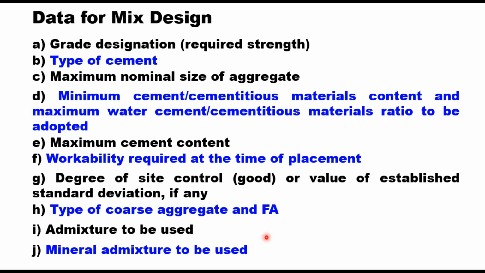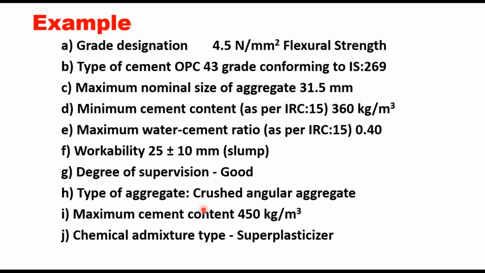Now to explain the procedure of design, I'll take one example to solve here. An example is like this. Let us say we have to design a concrete mix for a flexural strength of 4.5 Newton per millimeter square. Type of cement is OPC 43 grade, maximum nominal size of aggregate 31.5 millimeter, and minimum cement content as per IRC 15 is 360 kg per meter cube, and maximum cement content is 450 kg per meter cube. So cement content is to be between 360 and 450.